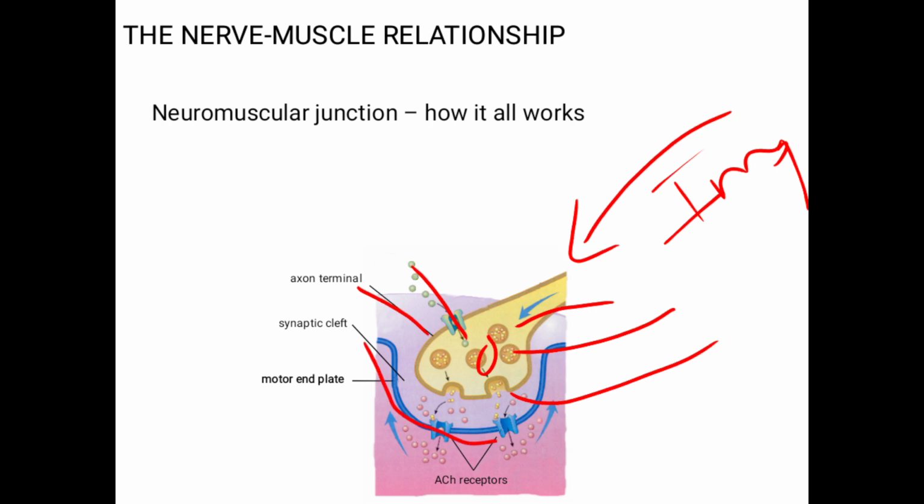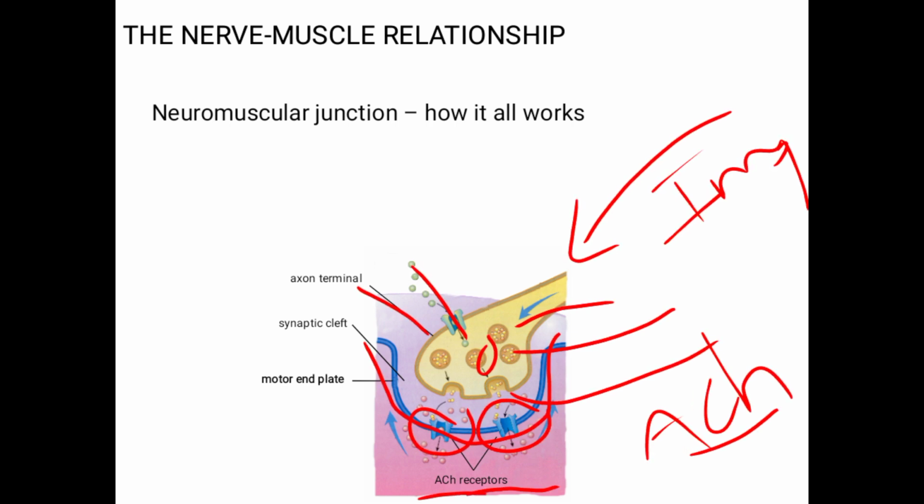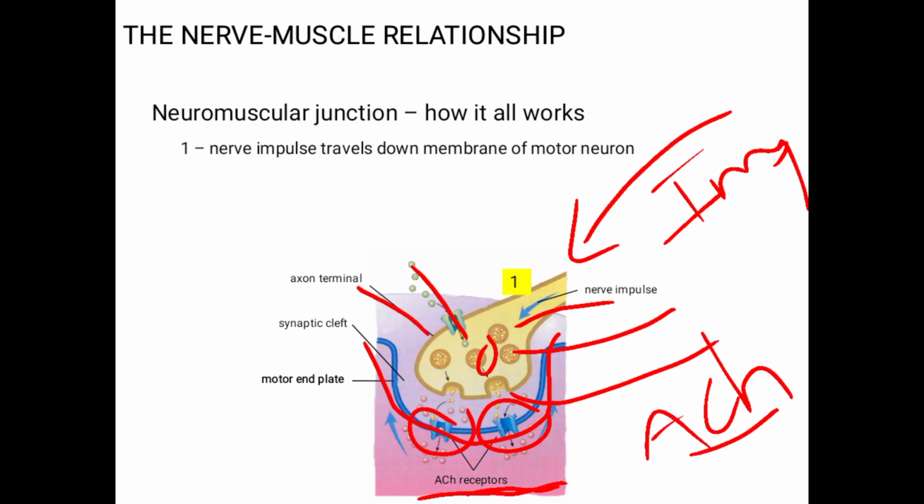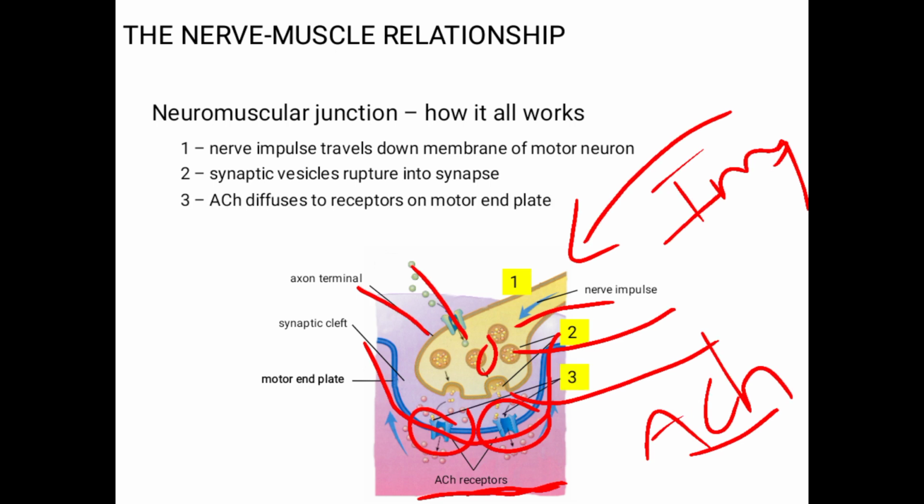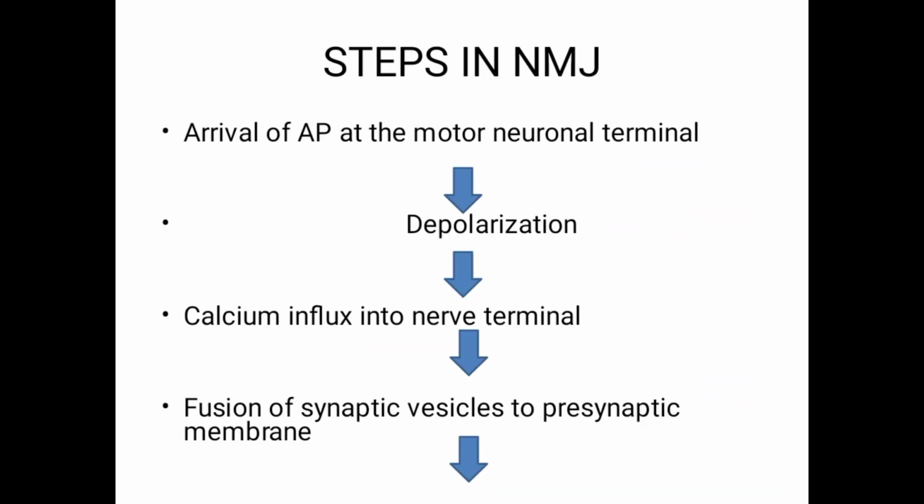On the postsynaptic membrane there are receptors present. You can see here the receptors. This acetylcholine goes and binds to the acetylcholine receptor, ACH. ACH means acetylcholine receptors. Whenever it binds to the acetylcholine receptor, that will produce an impulse in the sarcolemma, that is sodium influx, the same thing.